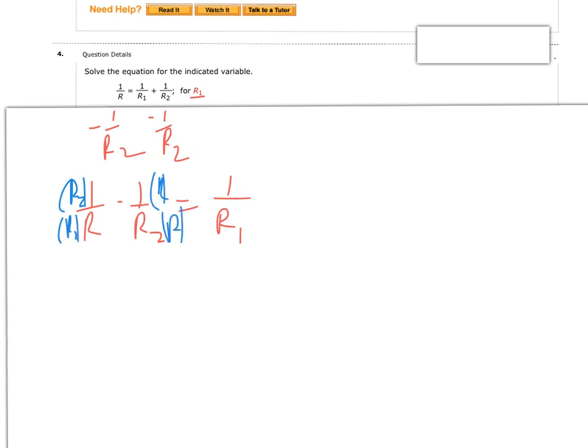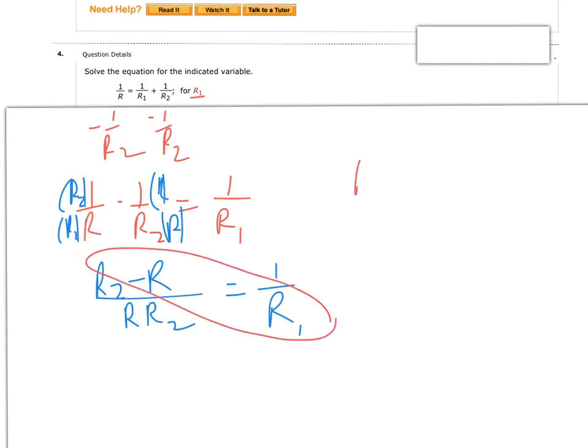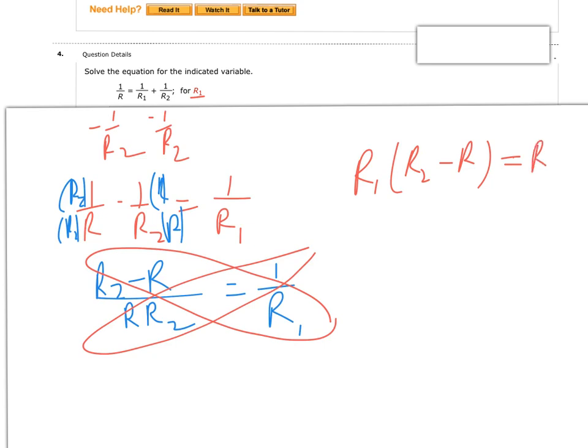And remember, these subscripts, you've got to think of them as different variables. So R is different than R1, and that's different than R2. So this is going to be R2 minus R over R times R2 equals 1 over R1. And then what we can do is actually, I'll go ahead and cross multiply here. So R1 times R2 minus R equals 1 times R2, which I'm just going to call R times R2. And then I'm not going to distribute because I'm just going to divide this over. And then I'll be done.